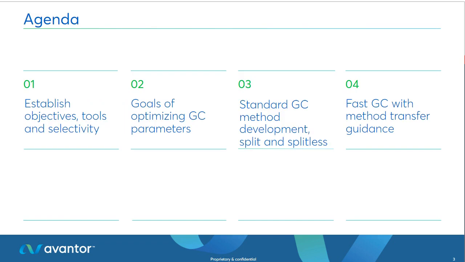Hi everyone, this is Kirsty and we're going to go through the agenda. So we're going to go through establishing objectives, tools and selectivity in GC development. We're going to have a look at goals of optimizing the GC parameters, standard GC method development with split and splitless injections, and then we're going to go on to fast GC with method transfer guidance.